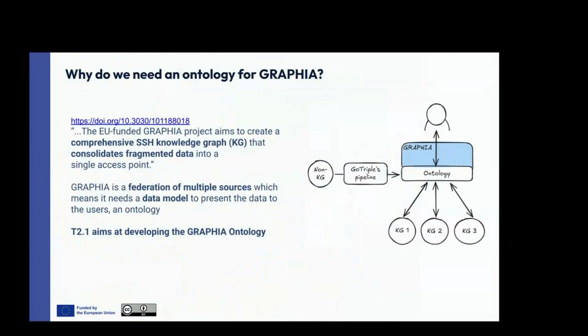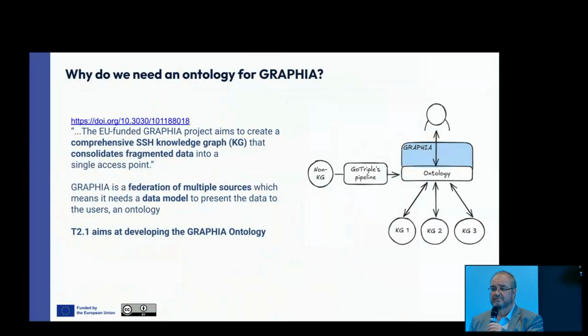So the aim of GRAPHIA is to create a comprehensive social science and humanities knowledge graph that consolidates fragmented data into a single access point. So that's a very ambitious objective because GRAPHIA is a federation of multiple sources. So we have the use cases, we have the pilots. Each of them are working toward making their data into a graph or improving the graph that already exists. And the idea is that these graphs will be integrated into the GRAPHIA SSH knowledge graph.